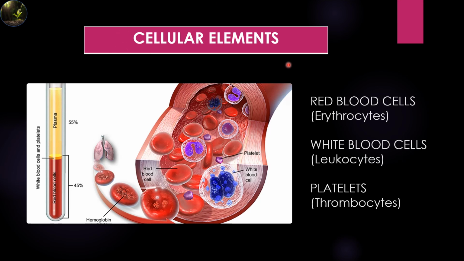The next is cellular elements. There are three main types of cellular elements present in blood. They are red blood cells, white blood cells, and platelets. Red blood cells, the technical term is erythrocytes. White blood cells, the technical term is leukocytes. Platelets are thrombocytes. You can see in this picture, this is red blood cells, then this is white blood cells, and the small cells are platelets.